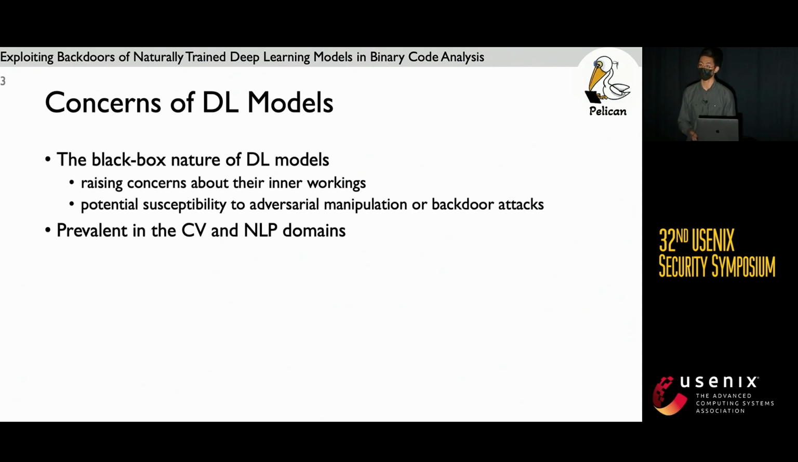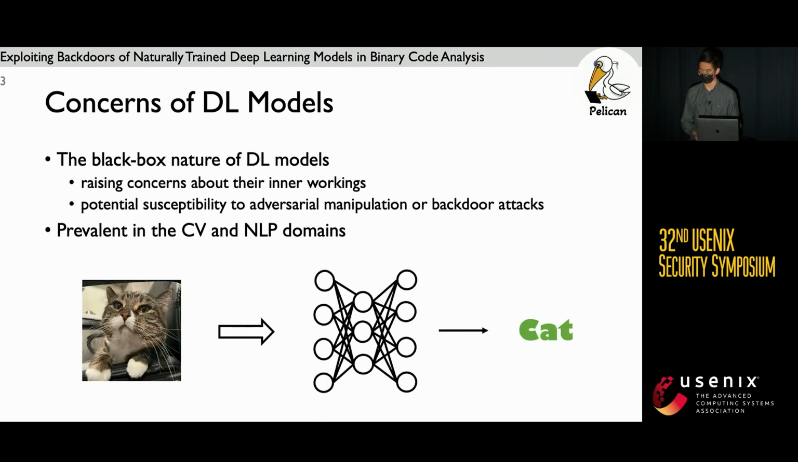In CV and NLP domains, deep learning models are shown to be vulnerable to adversarial attacks, not only due to the black box nature of those models. For example, an image classification model can typically and accurately classify a cat image. However, the introduction of a small patch, or what we call a trigger, can make the model do something wrong, which means the model may misclassify a cat image as a dog. So here the question is whether such an issue exists in binary code analysis models.